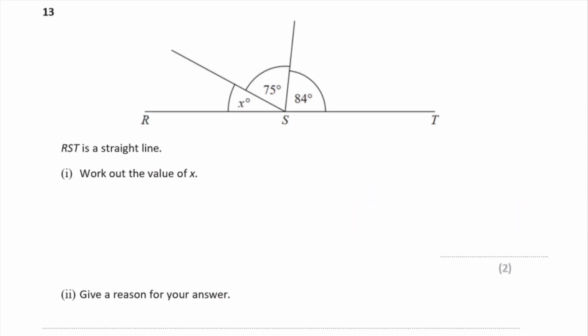Question 13. RST is a straight line. Work out the value of x. If I've got 3 angles on a straight line, then they've got to all sum to 180, haven't they? Because they all add up to a straight line, which is 180 degrees. So x plus 75 plus 84 added together is going to give me 180 degrees. Adding the numbery bits together, 75 plus 84, what's that, 159? 159 plus x is 180. Let's take 159 away from both sides.